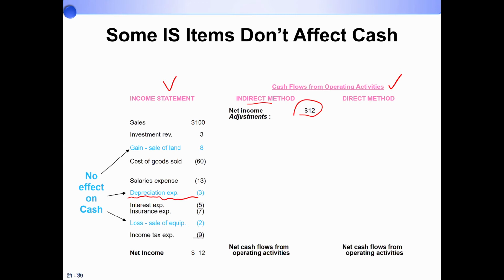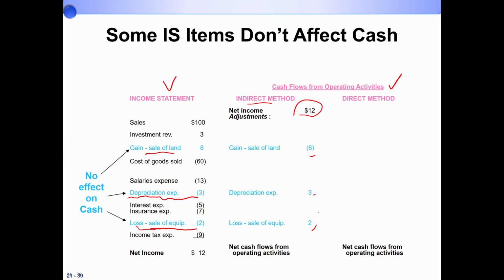And we have a loss on sales of equipment, so we need to add it back. And we have a gain here, we need to subtract. So we need to make that adjustment. Subtract the gain, add the loss. So that was the first two types of adjustment.